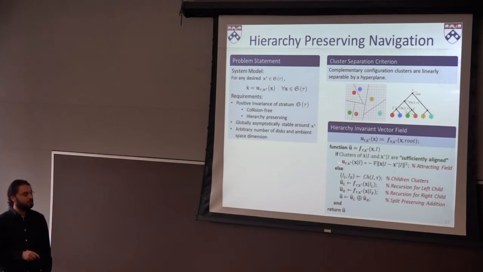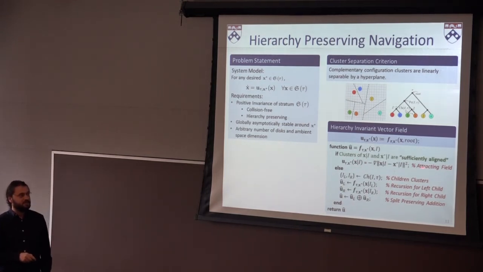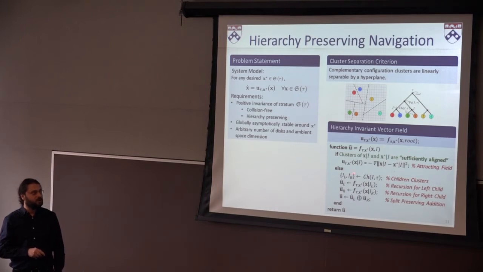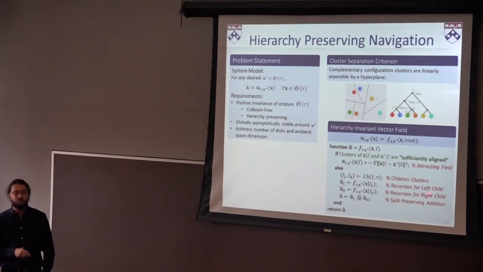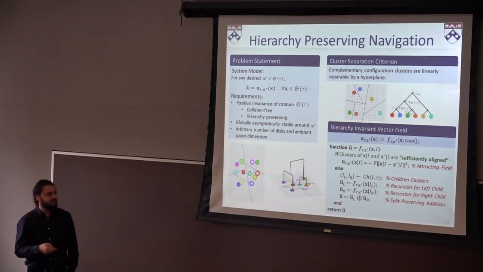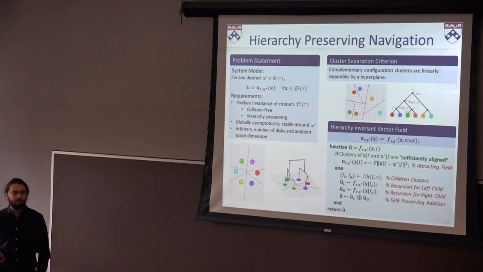You can try to solve for any given partial configuration starting from the root. If they are sufficiently aligned, there is a measure of sufficient alignment, then you can solve this navigation problem very easily just using an attractive field. If they are not sufficiently aligned, you partition the problem into subproblems based on the children clusters and solve for each child cluster recursively. Then compose these results such that you still preserve this separation criterion. Based on this construction, you will obtain a behavior like this. You will preserve the clustering hierarchy, and you will be able to navigate between any configurations supporting the same clustering structure.